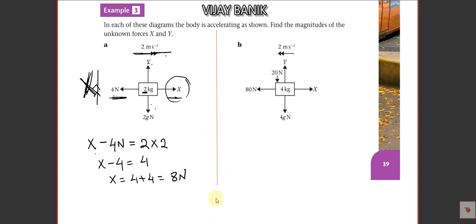Okay, so let's go to the next. Now we have solved it horizontally, sigma h. Now let's solve it vertically. Sigma h means total horizontal force. Sigma v means total vertical force. Vertically it's in equilibrium, and for equilibrium, total upward force, which is y, equals total downward force, which is 2g. So y is 2g. I hope all of you understood this.